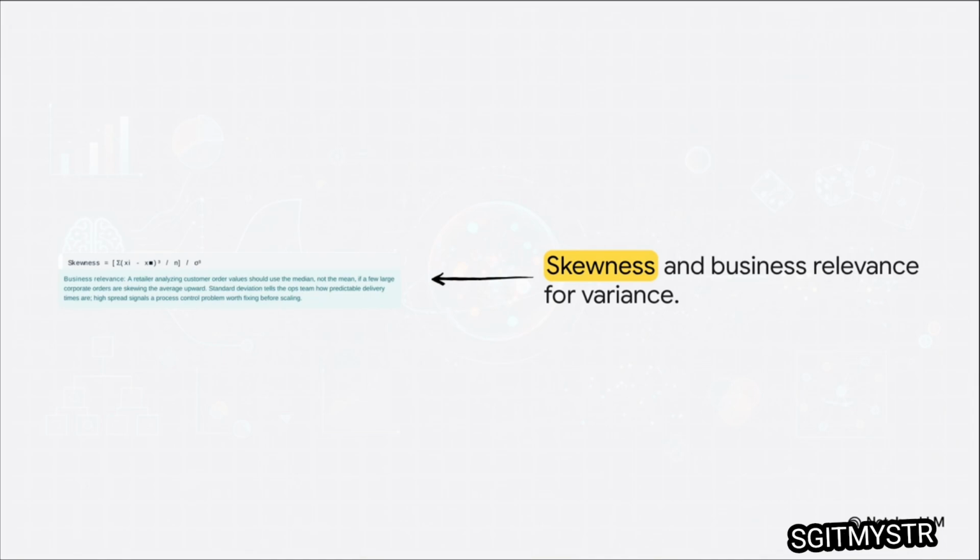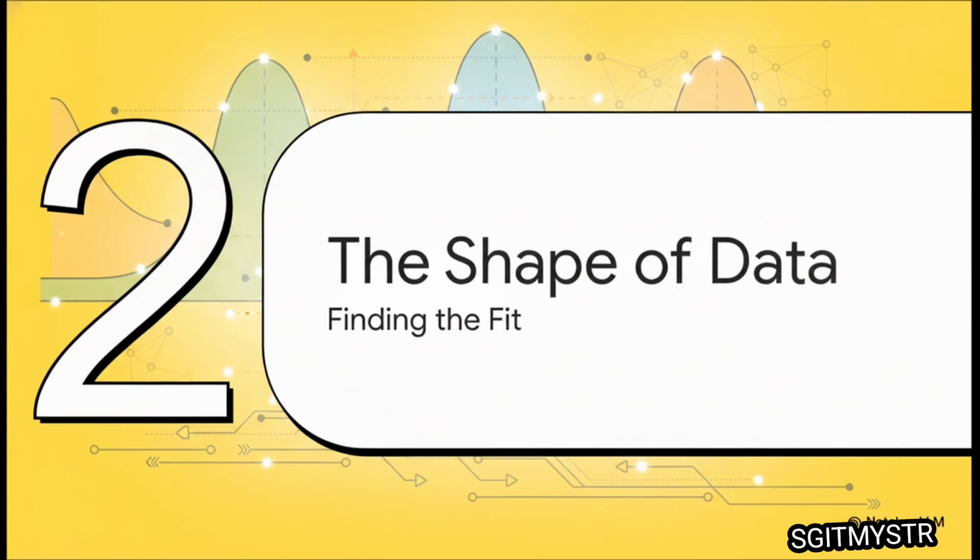Think about an operations team. Standard deviation is literally their early warning system for wildly unpredictable delivery times. If your spread is huge, that signals a severe process problem you absolutely have to fix before you even think about scaling. Moving right along to Section 2, the shape of data, finding the fit.